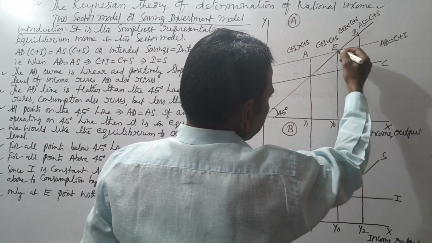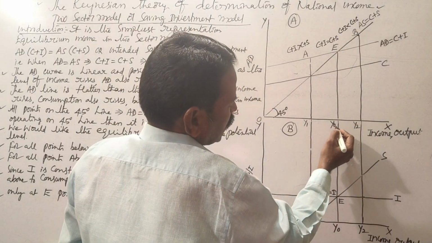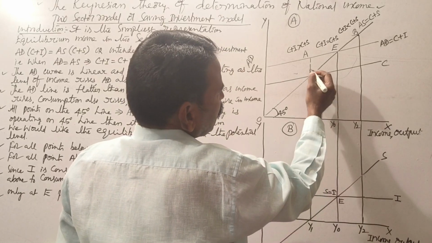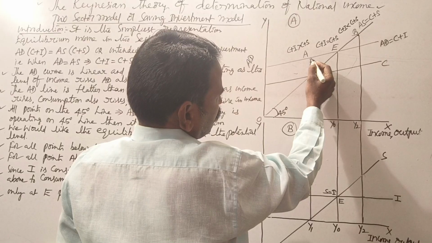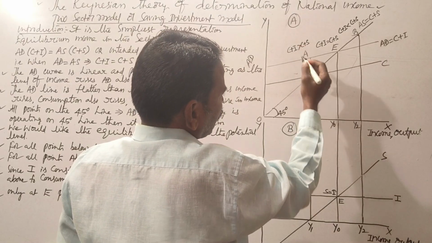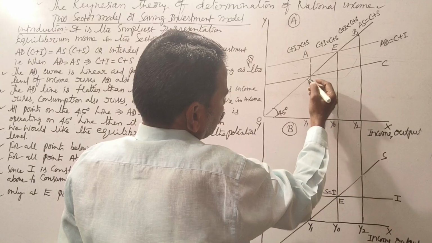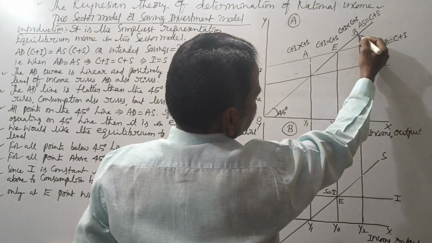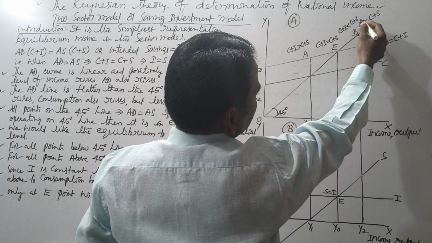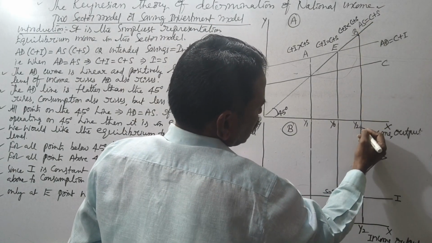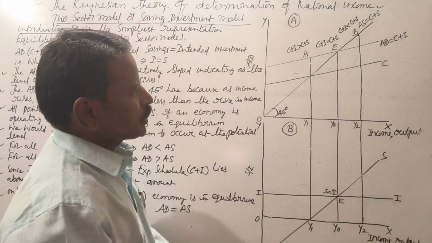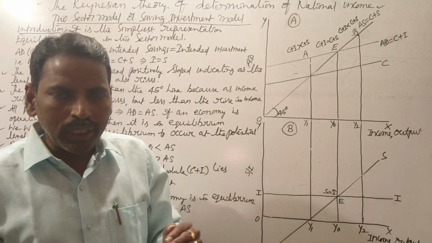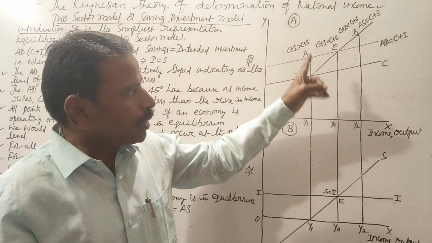Here the income or output is determined, that is Y naught. At point A, aggregate demand is greater than aggregate supply, and the national income is Y1. At point B, aggregate demand is less than aggregate supply, and the national income is Y2. This is panel A, explaining the determination of national income with the help of aggregate demand and aggregate supply.